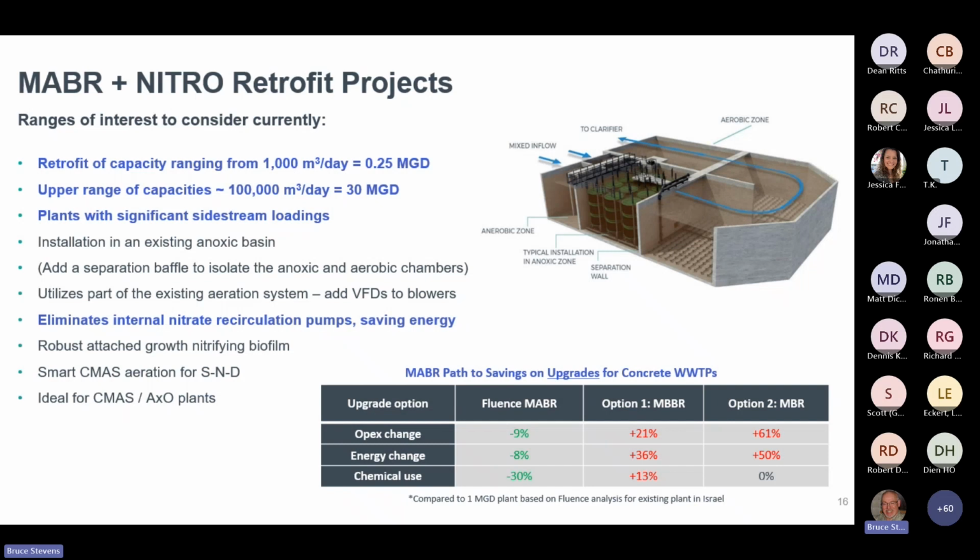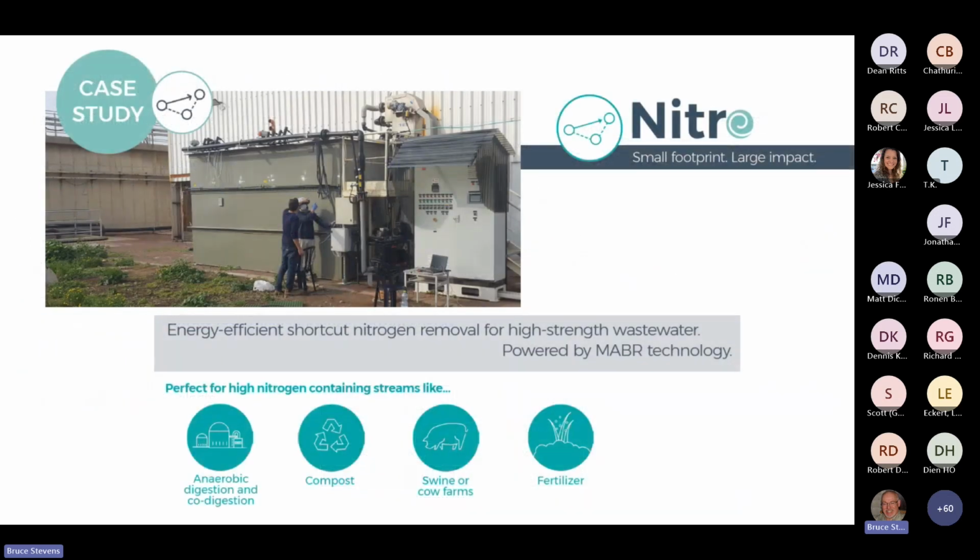So we try and do as much as we can with it. One nice advantage of this process is, you may have noticed in the process flow diagram, we don't have internal nitrate recirculation pumps. We don't need them in this layout. So we're saving a bit of energy by just a single pass process. It's a very robust biofilm, and it'll last for many, many years once it's installed and operational.